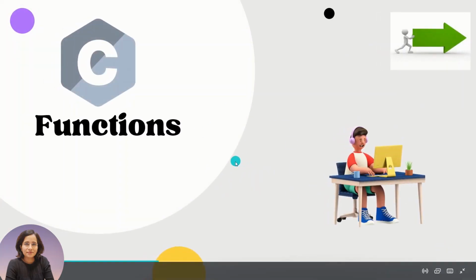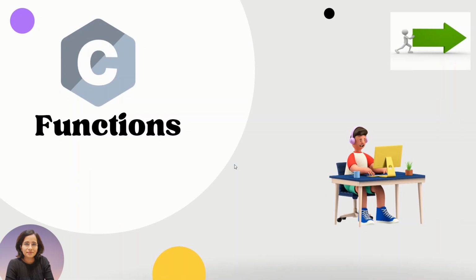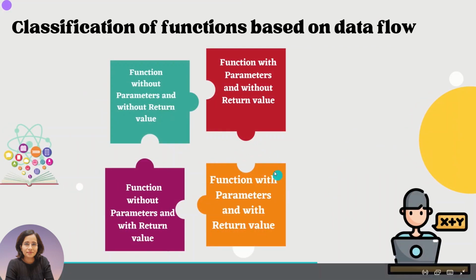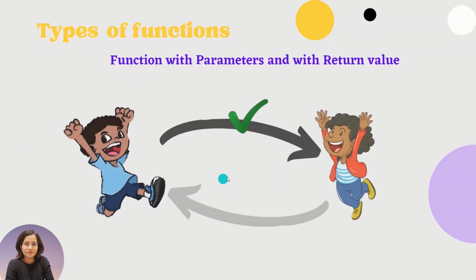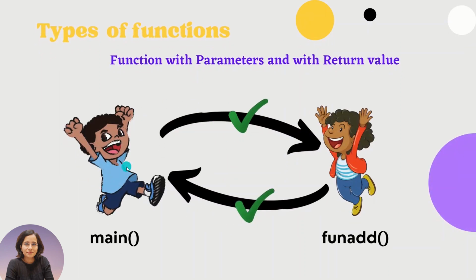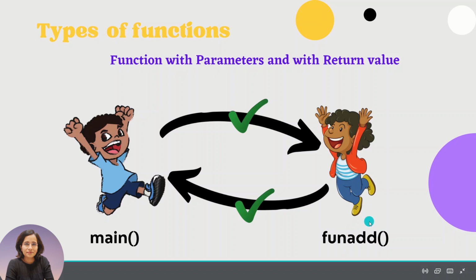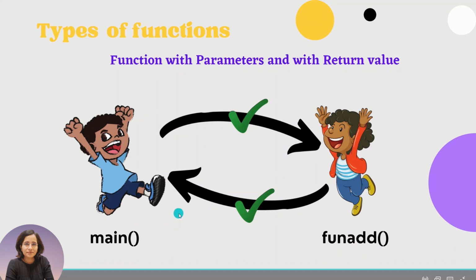Hi, welcome back to the module functions. In this module I will be covering the fourth type of function, that is the function with parameters and with return value. In this type of function we are sending values from the main to the user defined function, and the user defined function after calculating returning back the values to the main function. So let's implement this concept in the program.